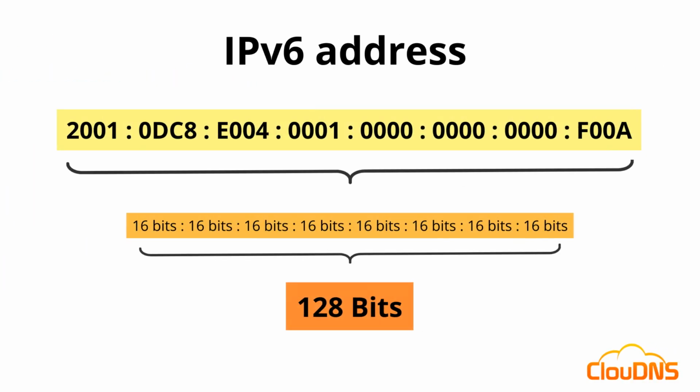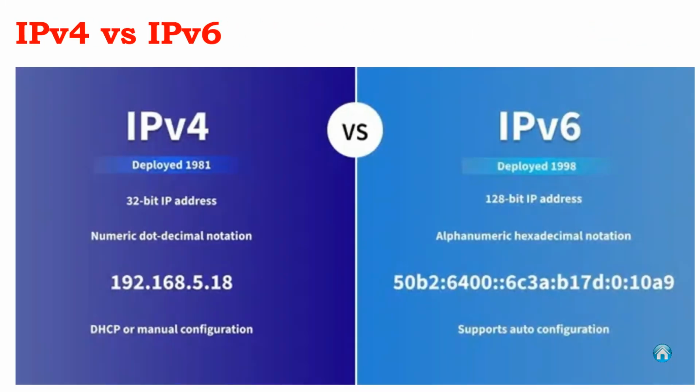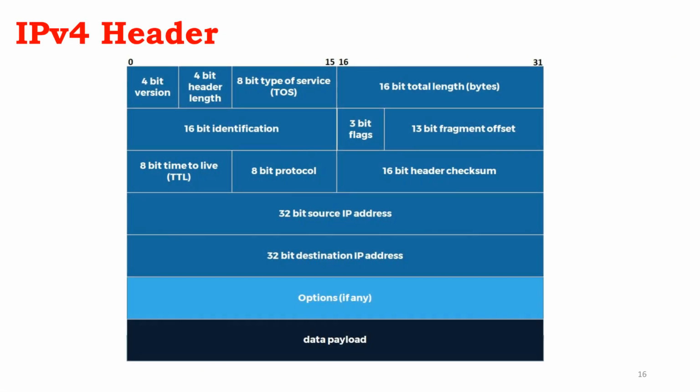An IPv6 address is 128 bits long, structured into 8 groups of 16 bits separated by colons. This provides a vast number of unique addresses. In summary, IPv4 is 32-bit and uses numeric dot decimal notation, requiring DHCP or manual configuration. IPv6 is 128-bit, uses alphanumeric hexadecimal notation, and supports auto-configuration. The IPv4 header includes fields like version, header length, total length, identification, flags, and checksum. These fields are critical for packet forwarding and processing in IPv4 networks.